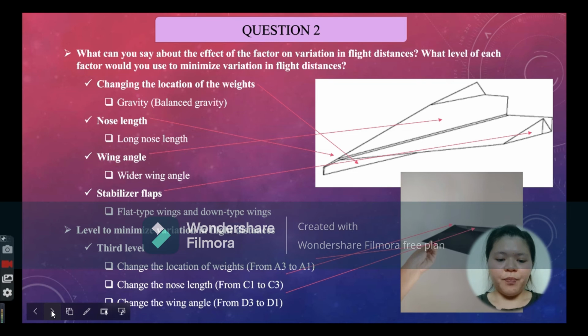The level of each factor that our group will use to minimize the flight distance variation is the third level. To minimize the flight distance variation, our group recommends changing the location of weight, nose length, and wing angle. For example, we suggest changing the weight location from A3 to A1, the nose length from C1 to C3, and the wing angle from D3 to D1. These changes that our group is proposing can actually minimize flight distance variation.